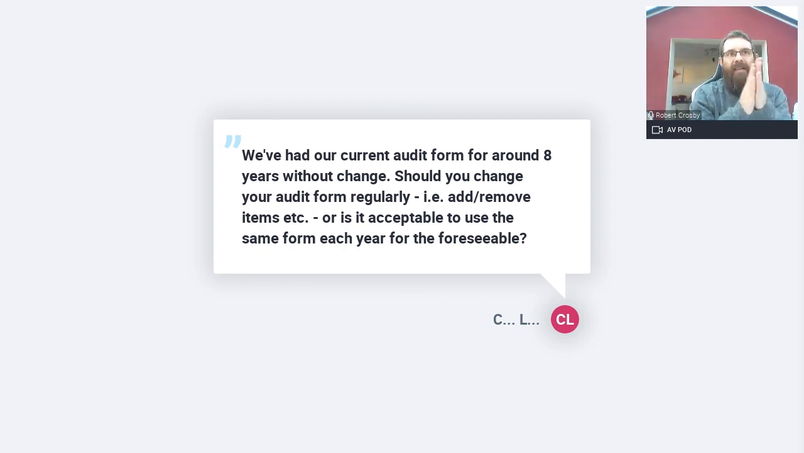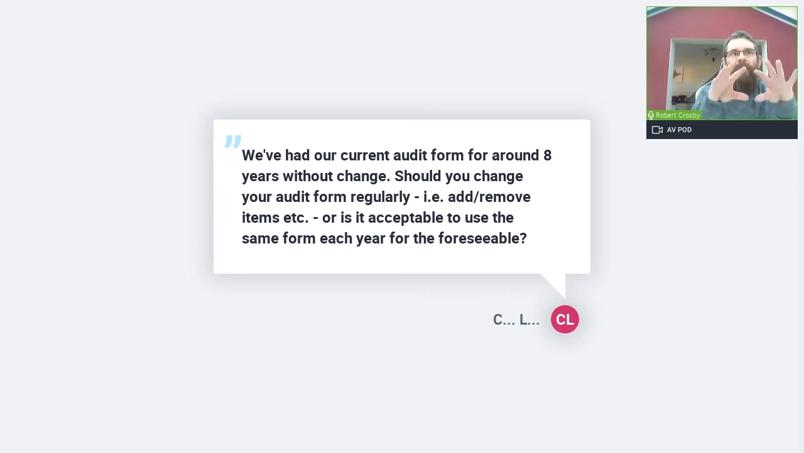Right, this is a question from Caroline. We've had our current audit form for around eight years now without a change. Should you change your audit form regularly, i.e. add or remove items, or is it acceptable to use the same for each and foreseeable audits? Now, it's an interesting question.